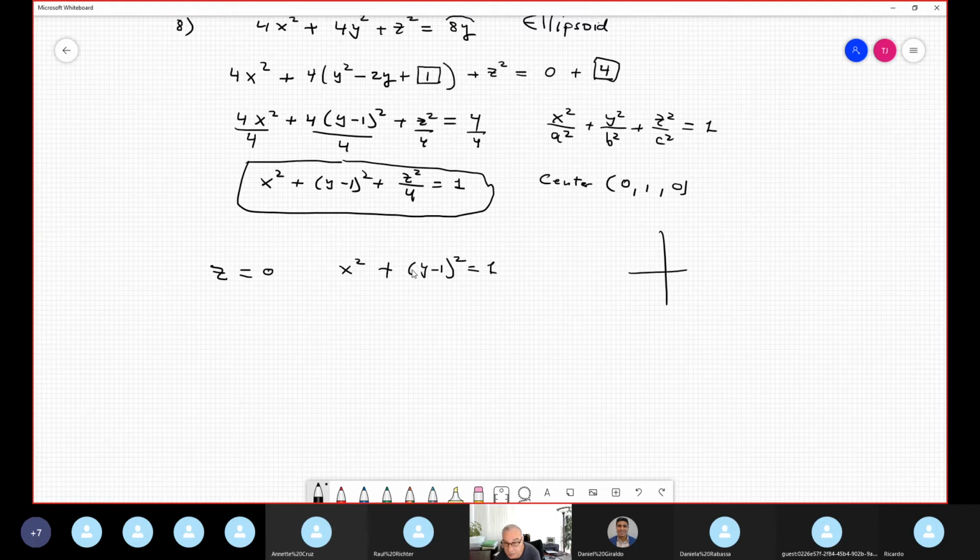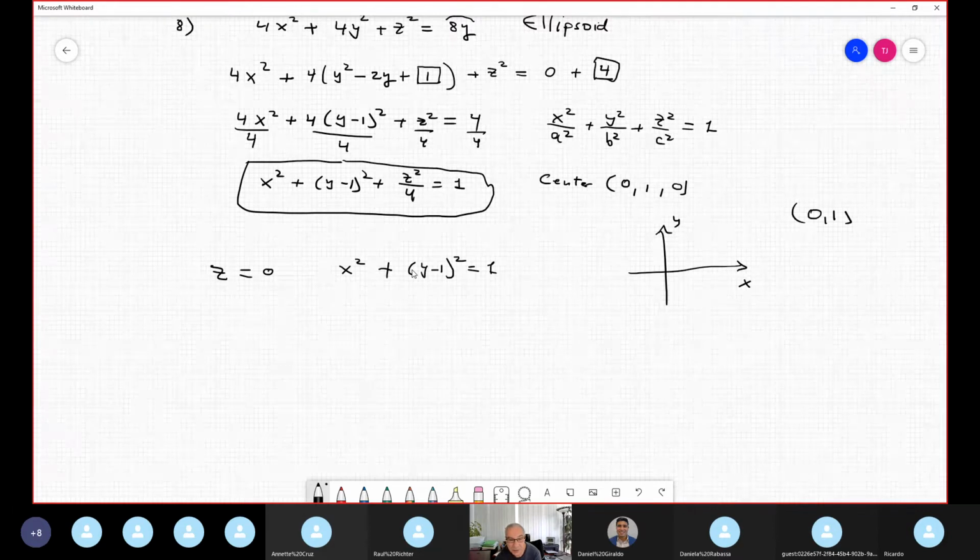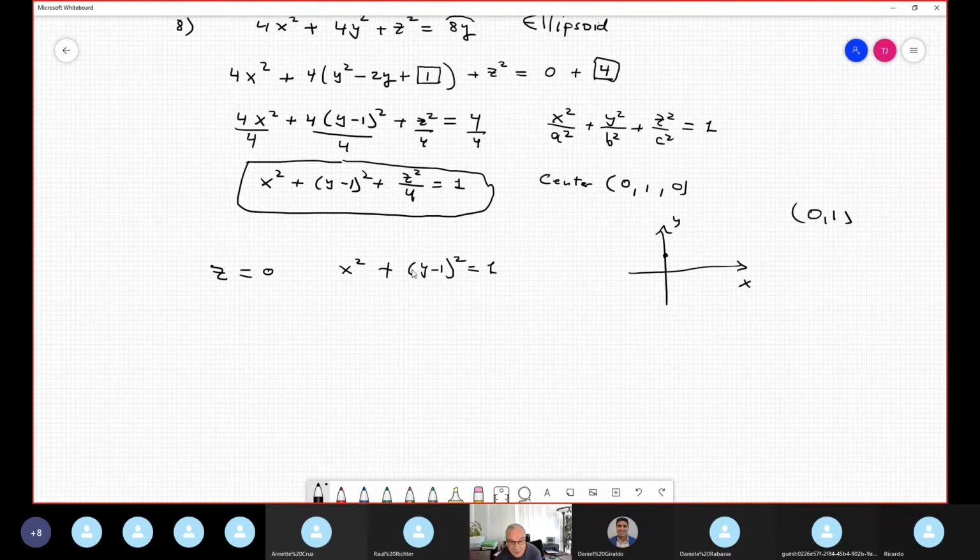Look. This is x, y. We have a circle, and the center of the circle is located at the point 0, 1, and the radius is 1. So my trace looks like that. Boom. Make sense?